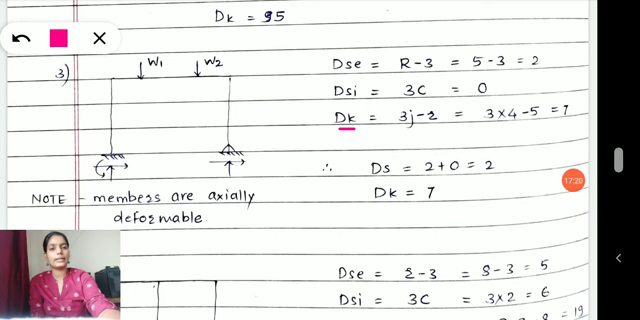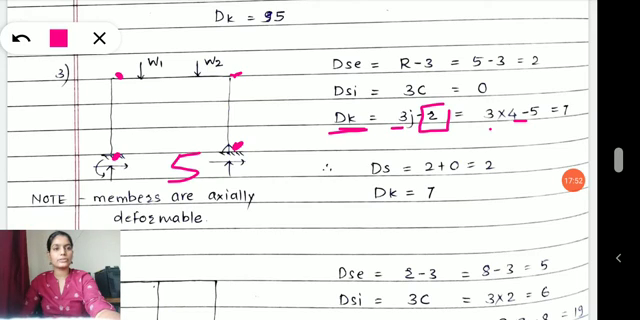Next is calculating dk. What will dk be? For frames, the formula for calculating dk is 3j minus r. j stands for the number of joints. How many are the joints? 1 and 2, so 1, 2, 3 and 4. Sorry, I forgot to consider those above, but you should not make such a silly mistake. So 3 into 4 minus 5. What is 5? Support reactions. How many do we have? 5 support reactions. So the total dk will be 7.